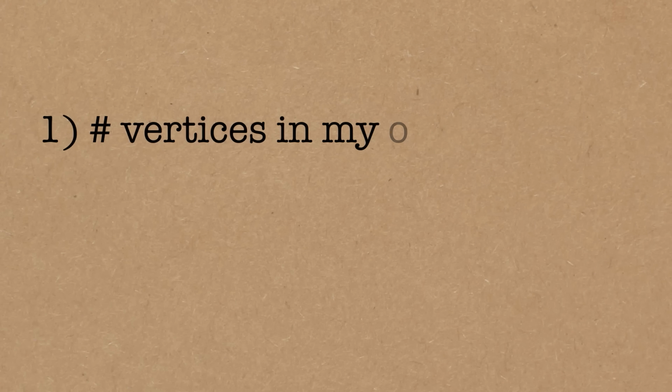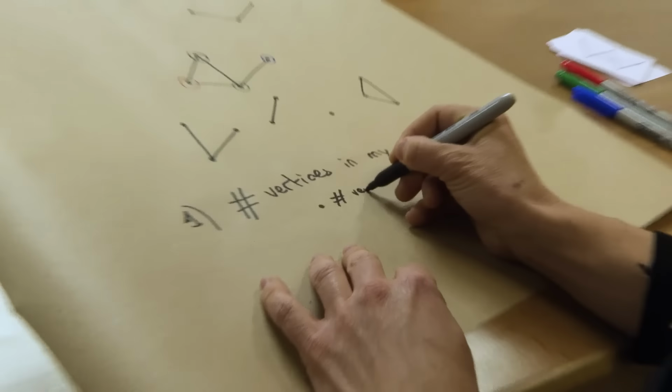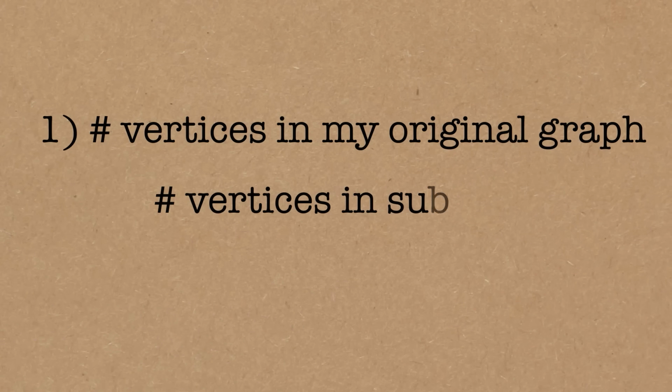Maybe I want to know. The first thing I can know is how many vertices are in my original graph. That must be easy to figure out. How would you do it? Well, I would just count the number of vertices in the subgraph and add one. Exactly. So actually, you've got two ways to figure it out. It's the number of vertices in the subgraphs plus one, as you say.